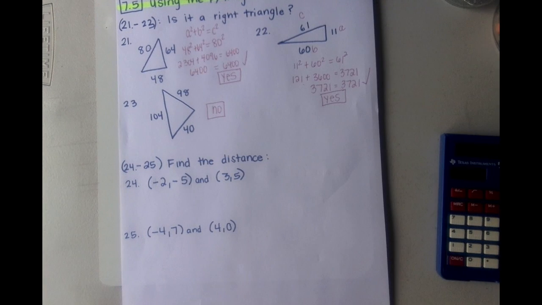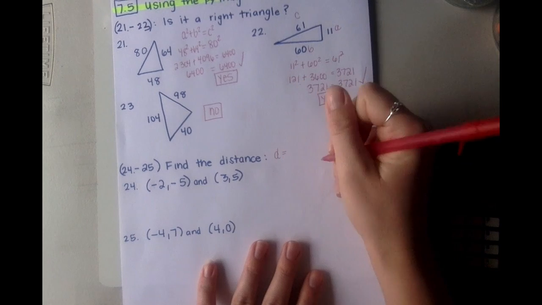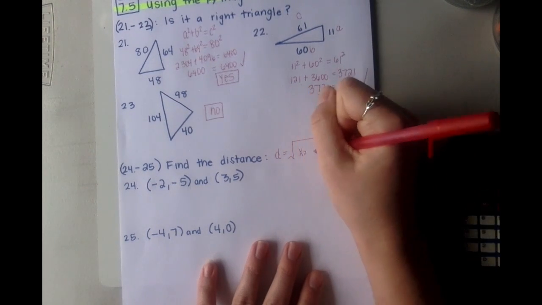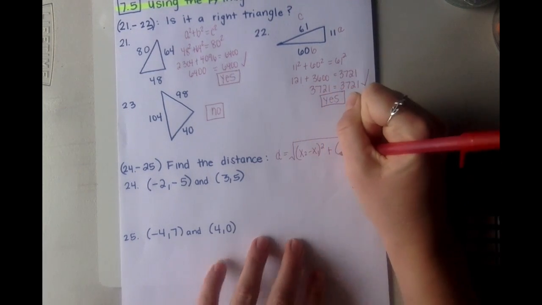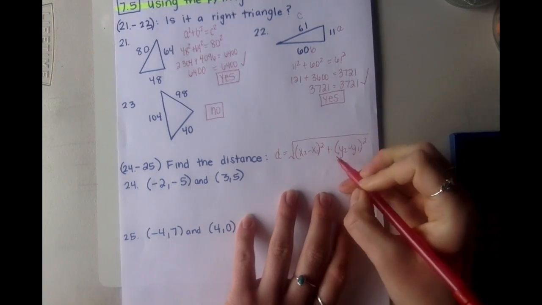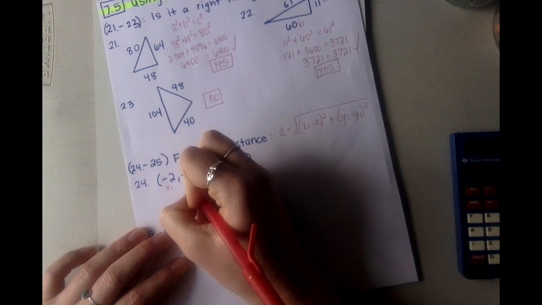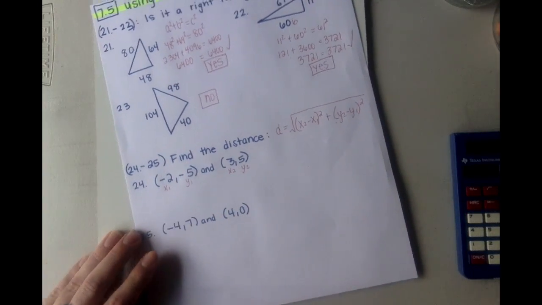All right, so for 24, I have a -2 and a -5. I want to find my distance. So remember, your distance between 2 points is going to equal the square root of your x2 minus x1 squared plus the difference of your y's, y2 minus y1 squared. So all you do is you plug in what you know into here. So this is my x1, this is y1, here I have x2, y2. So now I just plug it all in.